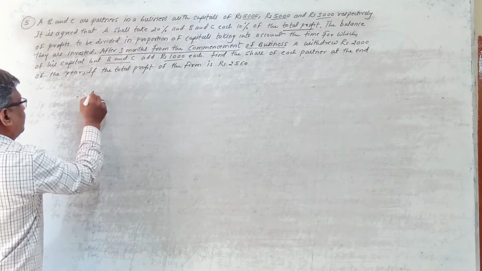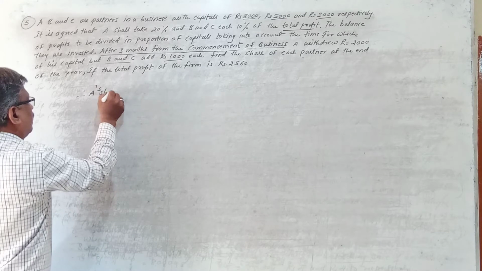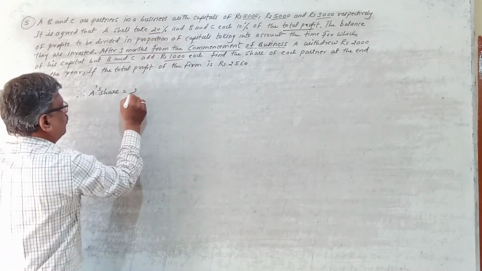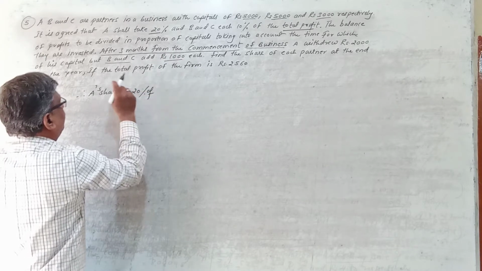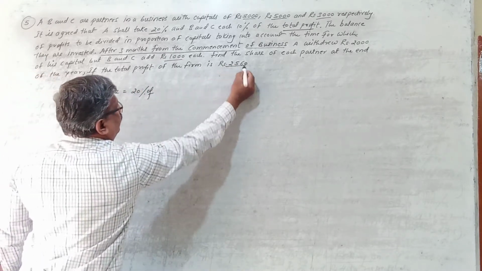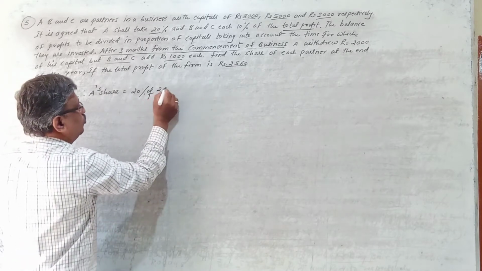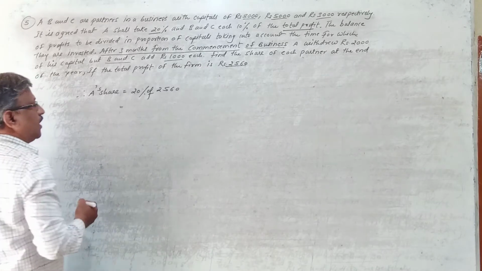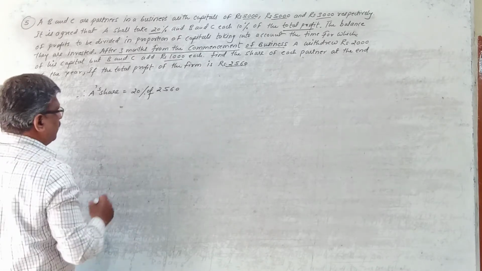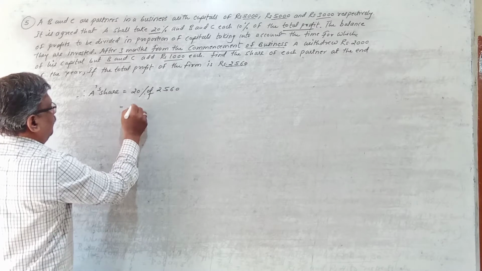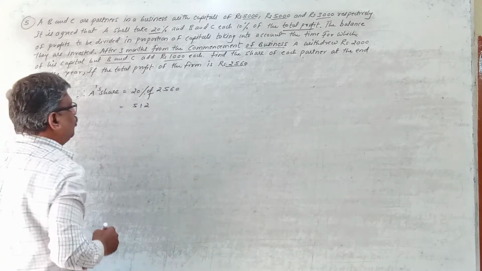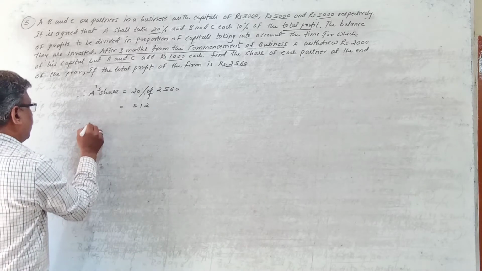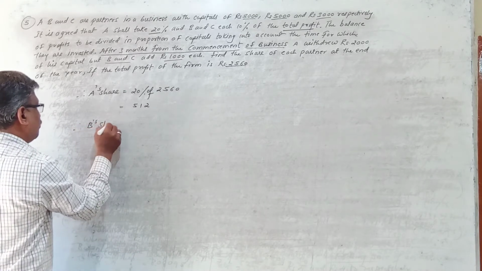First we calculate A's share. How much does he get? He gets 20% of the total profit. So you have to calculate 20% of what? Of the total profit. What is the total profit here? 2560. So on 2560 rupees, how much is 20%? It comes to 512 rupees. Like that, you calculate B's and C's share.